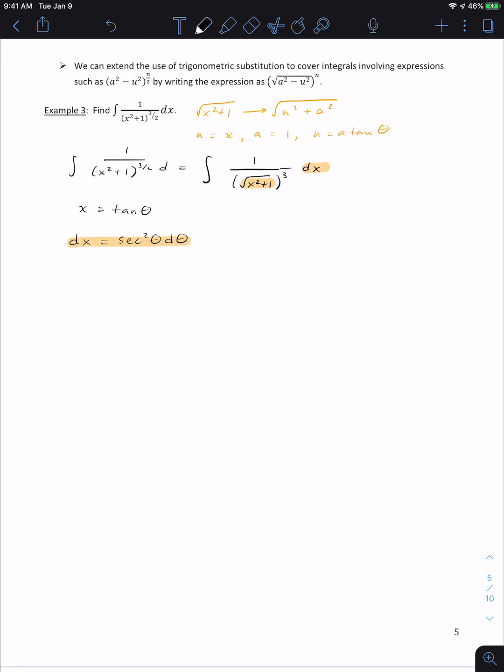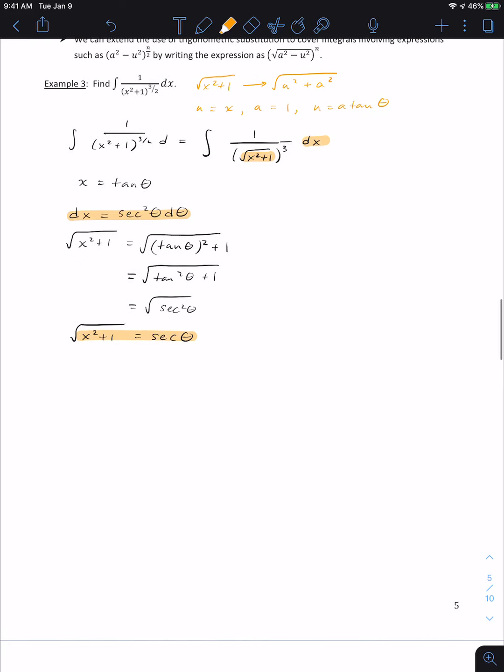And again, what else do we need? We need the square root of x squared plus 1. So what did we replace x with? We replaced x with tangent. So tangent squared plus 1 underneath the square root. So then I get tangent squared theta plus 1 underneath the square root. Tangent squared theta plus 1 is secant squared. So again, continuing this equal sign, the square root of x squared plus 1 is secant theta. And that's all I need for the substitution.